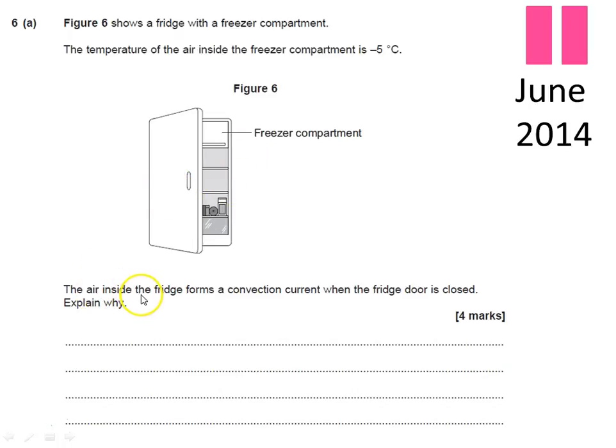It says that the air inside the fridge forms a convection current when the fridge door is closed, and explain why. 4 marks again. So this one, you'd have to talk about the air near the top, near the freezer compartment, would lose its energy, so become cool. Because it becomes then more dense, it would fall to the bottom of the fridge, where it would displace the warmer air that would be there, and that would cause the warmer air there to rise up, and then you'd form your convection current. So a bit of a sneaky question there.